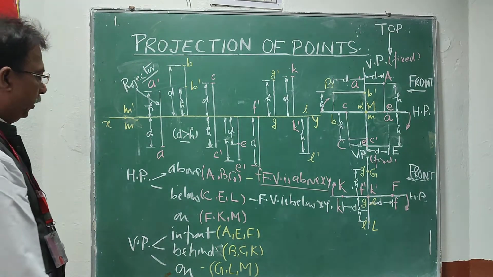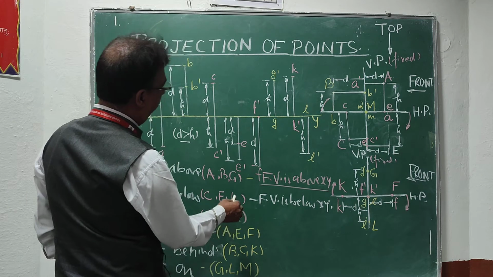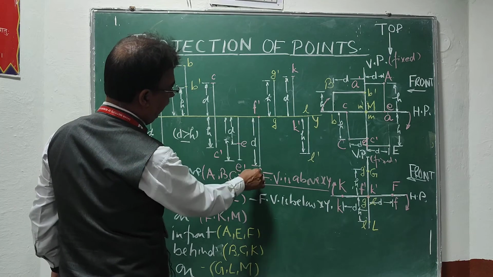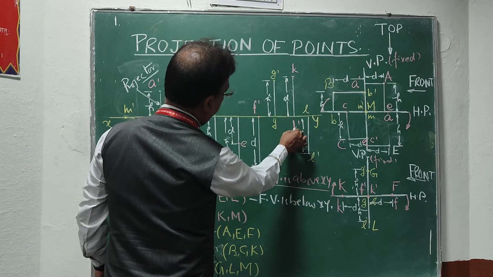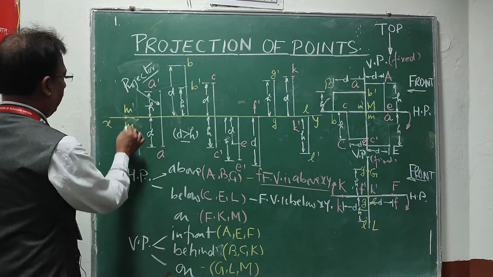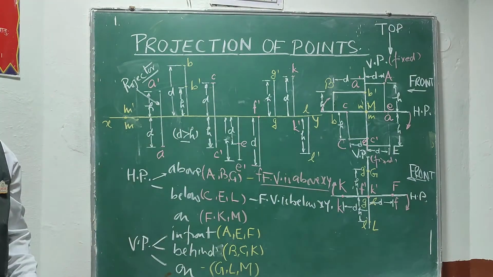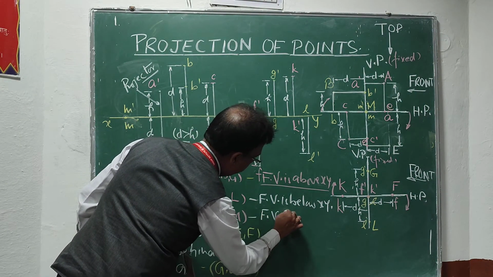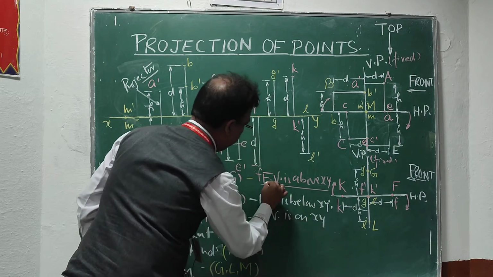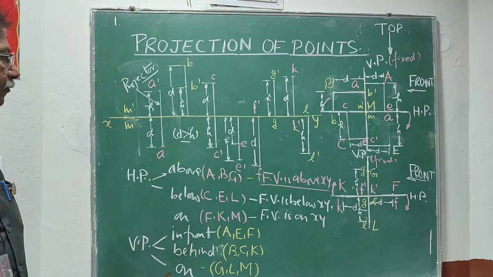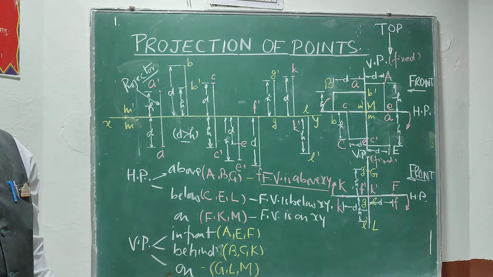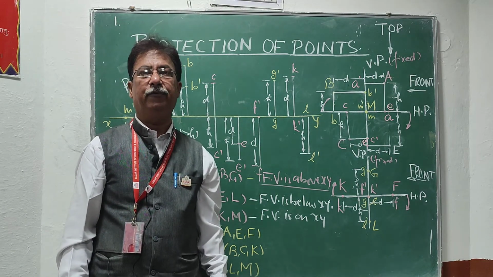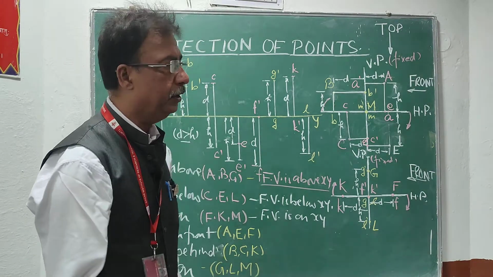Same way, those points which are on the VP: F, K and M. Look at the point F. Front view will be on the reference line, top view will be below. K, front view will again be on the reference line, top view will be above. And for M, both the projections will be on the reference line. So the common thing is their front view is on XY. This way we can understand that whenever a point is above HP, its front view will be drawn above the reference line. When it is below HP, front view will be below the reference line. And when it is on HP, the front view will be on the reference line.